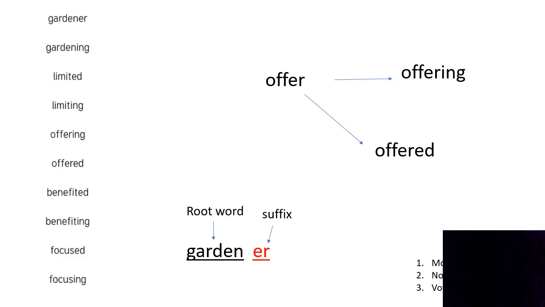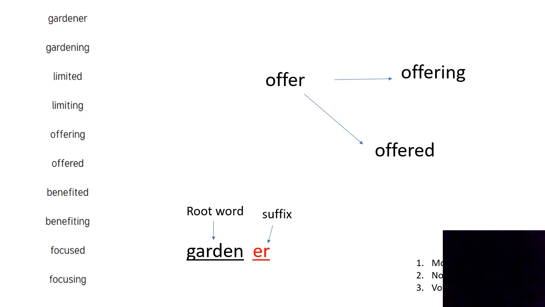Year 3. These are your spellings down the side here. You have gardener, gardening, limited, so when you limit something you shorten it, or limiting. You have offering, so if you are giving something you offer them, and in the past tense offered. The word benefited, so you get something from it, you benefit. And in the past tense benefited, in the present tense benefiting. And to focus, when you're really looking at something hard, you are focused in the past tense or in the present tense, focusing.